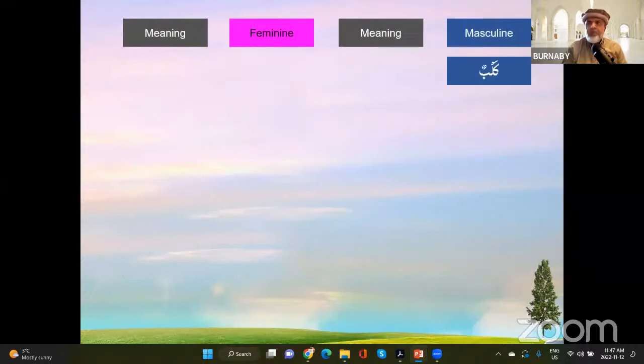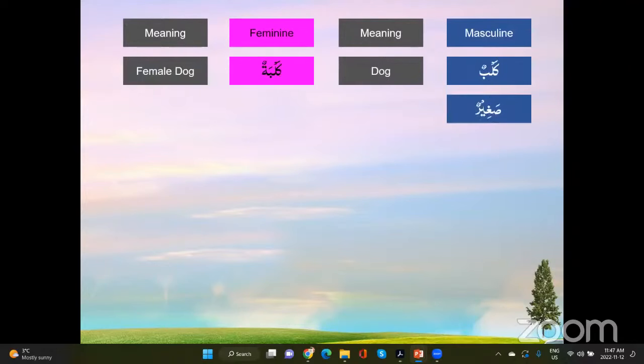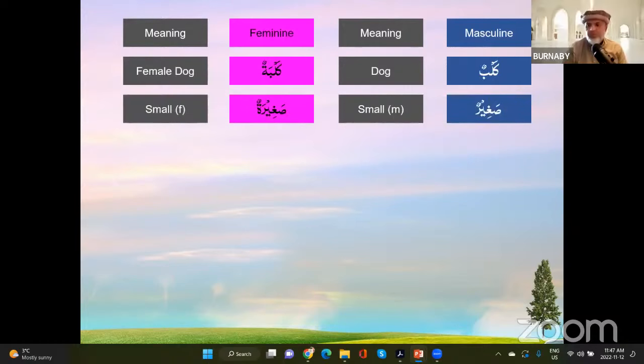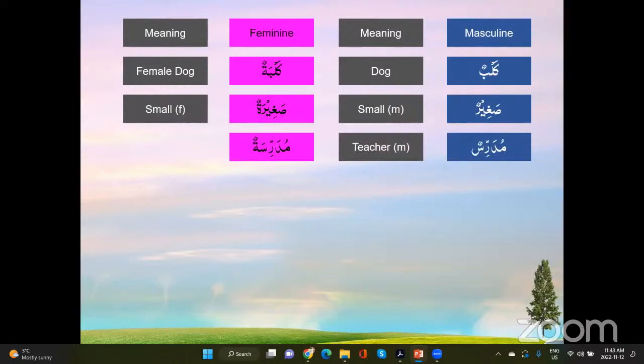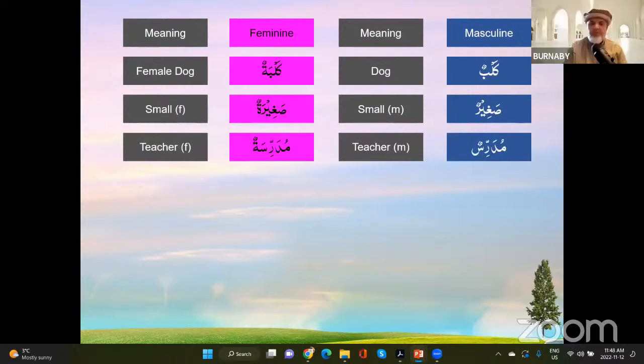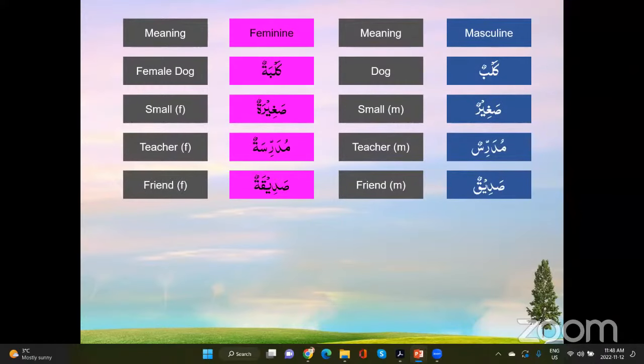Let's see. Kalbun, dog. Male dog. Kalbatun, female dog. Okay. Saghirun, small, male. Then saghiratun, small, female. Okay. Mudarrisun, a teacher. If I'm teaching, I am the mudarrisun, the male teacher. If Sister Jahan is teaching, she will be mudarrisatun. Female teacher. Okay. Sadiqun, a male friend. Sadiqatun, a female friend. Right?